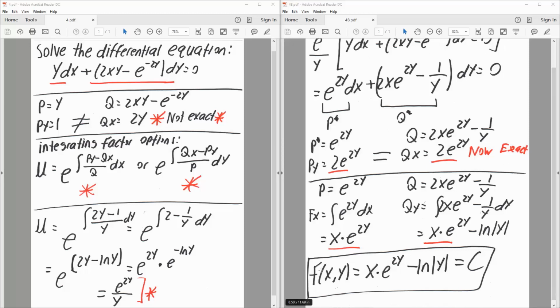So we say f(x, y) is equal to, we take the unique terms from each component. So x times e raised to 2y, we write it down. Then we take the unique items from here. Since we already have x times e raised to 2y, we don't include this. And this is unique, so we go minus ln absolute value of y is equal to c. And that's all we need to do for this problem.